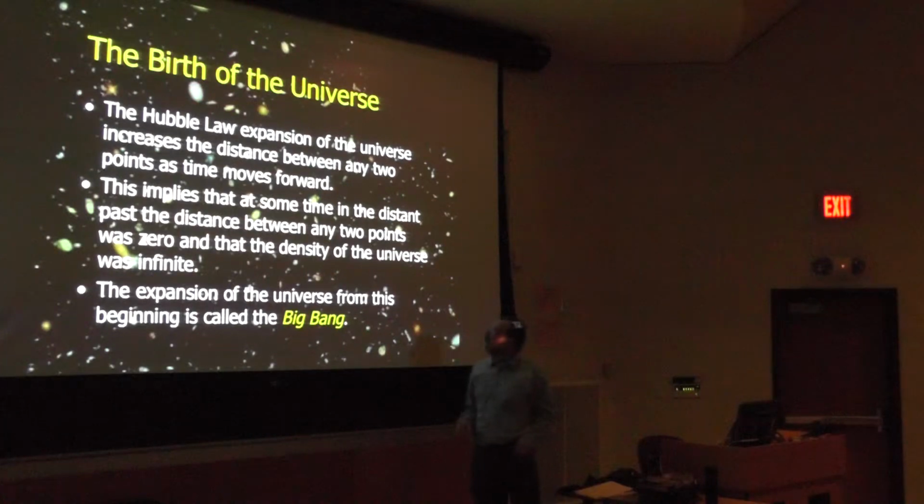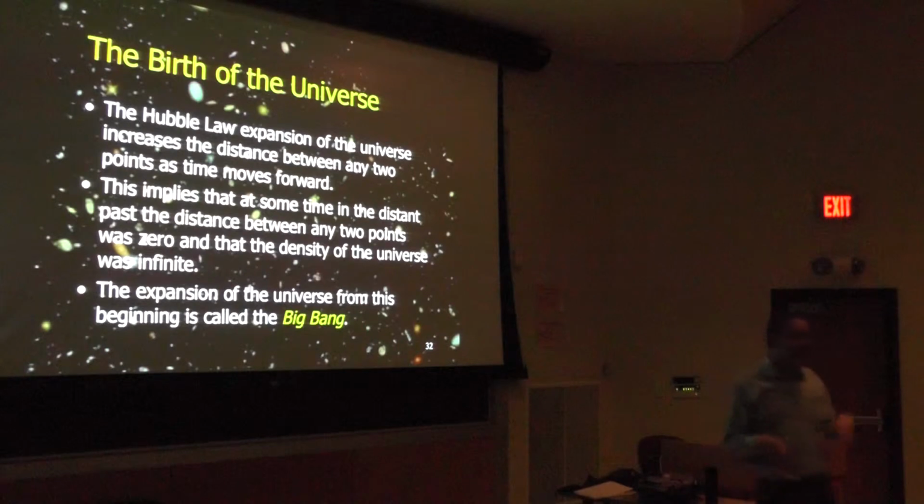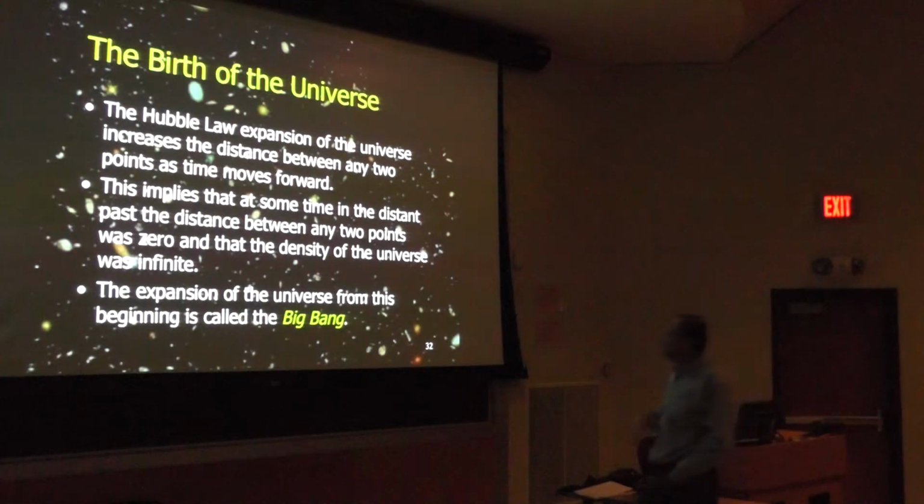Between any 2 points as time moves forward, because the space is growing for some unknown reason. This implies that sometime in the distant past, the distance between any 2 points was 0, and the density of the universe was infinite. Because if you run things backwards, eventually everything collapses down to 1 point. And so you might think, well, how does that happen? Why would they collapse down to 1 point at the same time?